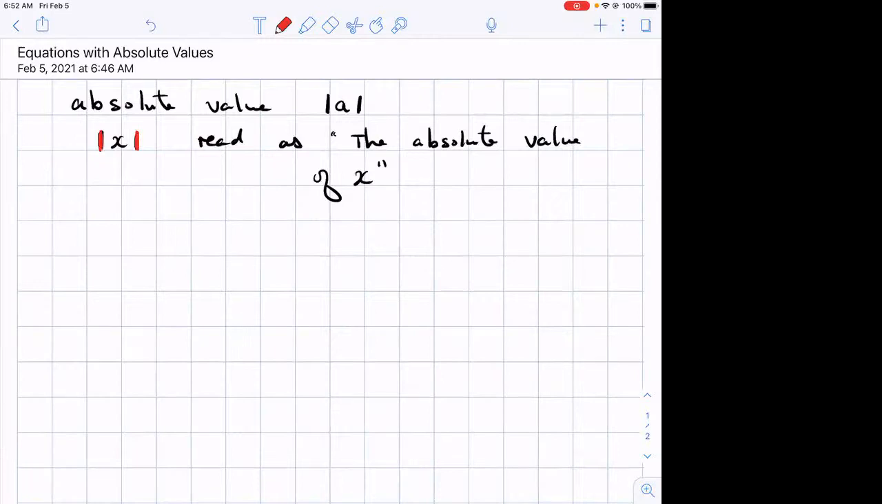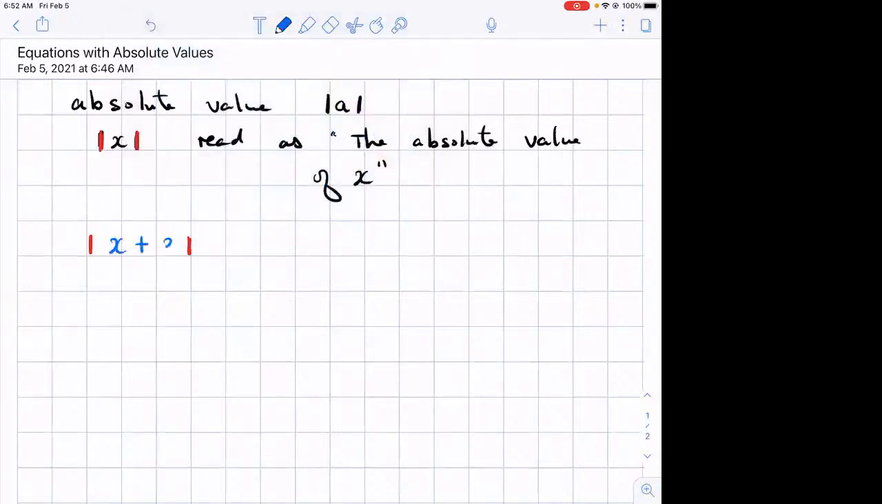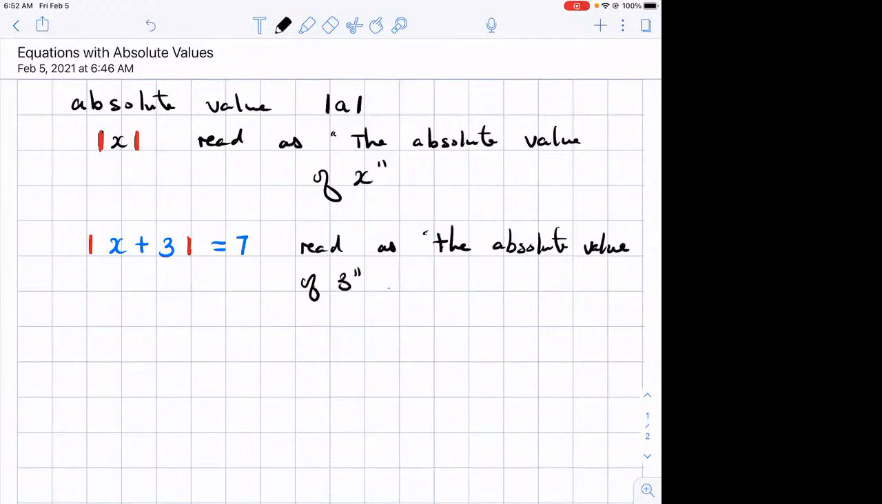And we can have equations also. So for example, if we have the absolute value of x plus 3 equals 7, then we will read this as the absolute value of x plus 3 is equal to 7. Okay, so this is an equation. This just points out what the symbol of the absolute value is.